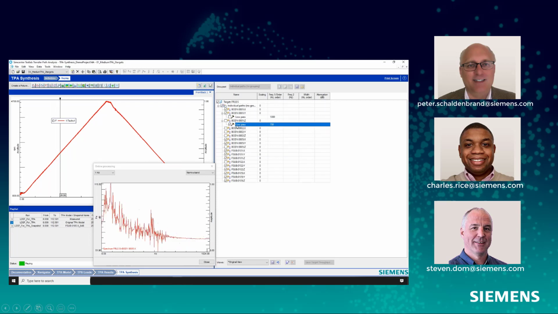So a nice bonus with this TPA technique is if you've acquired everything simultaneously, it's possible to do listening to the results, not just look at a dB versus frequency or RPM and see the change in the level, but to actually hear the difference as well. So, all right. I hope I introduced the basics of TPA for everyone.